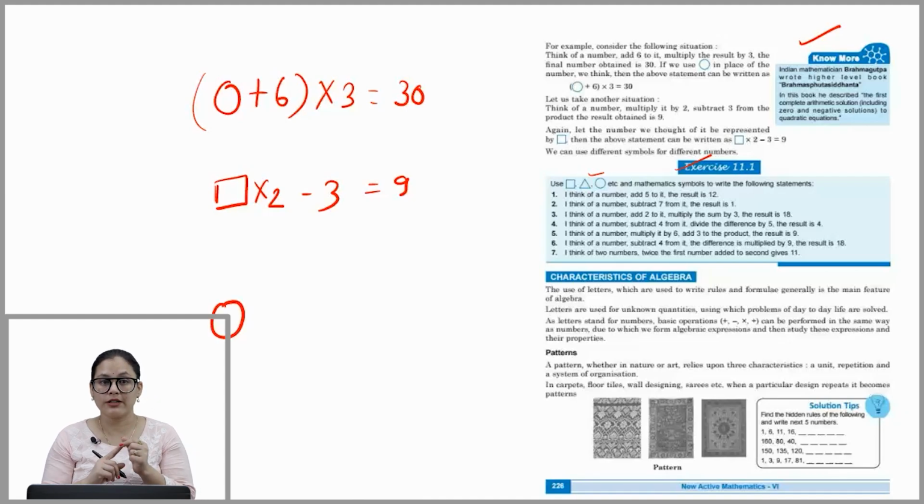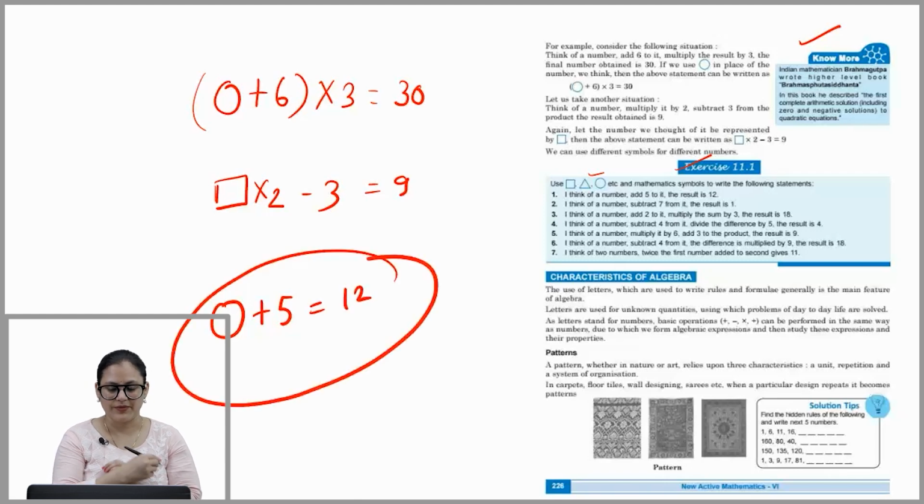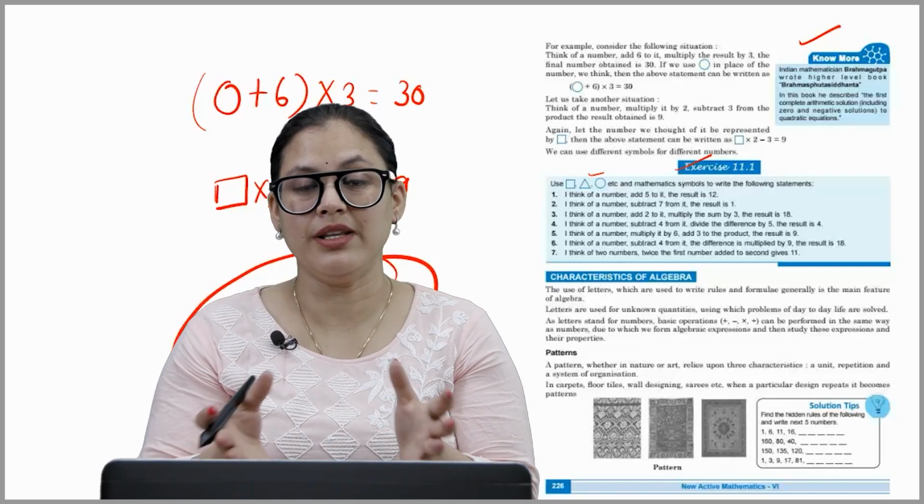First read the question, then understand what has been asked in the question. I think of a number. I thought of a number, right. Next, add 5 to it, means plus 5 to it. The result is 12. See how simple and easy this is.